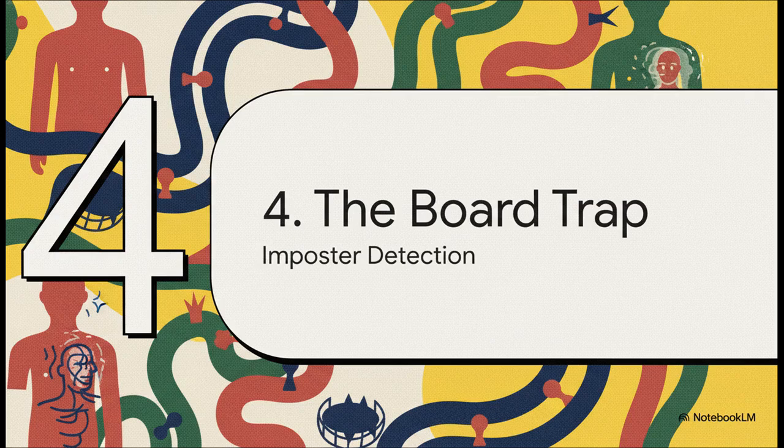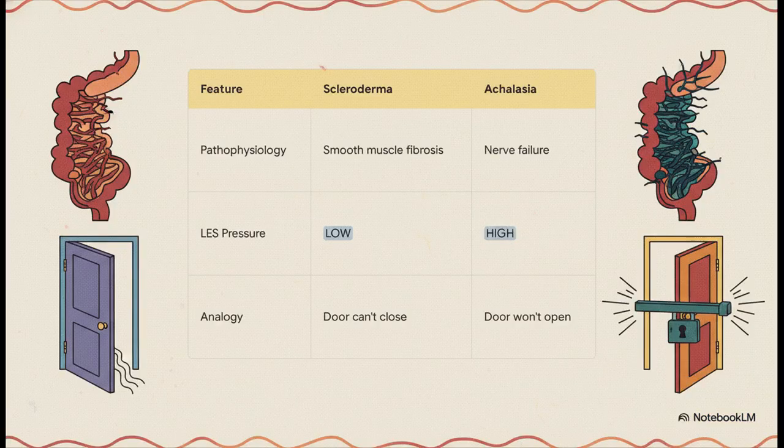I call this one the achalasia imposter. Scleroderma can fool you because it also presents with dysphagia, but what's happening is totally different. Smooth muscle gets replaced by fibrosis, which leads to some really nasty GERD. The absolute key difference, the thing you have to remember, is the pressure. In scleroderma, the lower esophageal sphincter pressure is low. In achalasia, it's high. It's simple. In scleroderma, the door can't close. In achalasia, the door won't open.